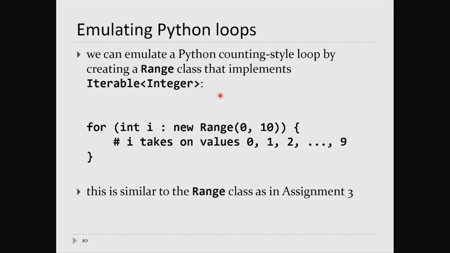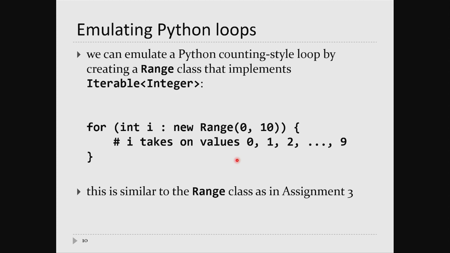If the range class implements the iterable interface, then you can write the for each loop like this, which is almost the exact same as what you would write in Python. So for each int i in this range, do something with i inside the loop. As long as you write range correctly, this will work just fine. Now range here is more or less the range class that you have in assignment 3. More or less, the one in assignment 3 doesn't implement the iterable interface.